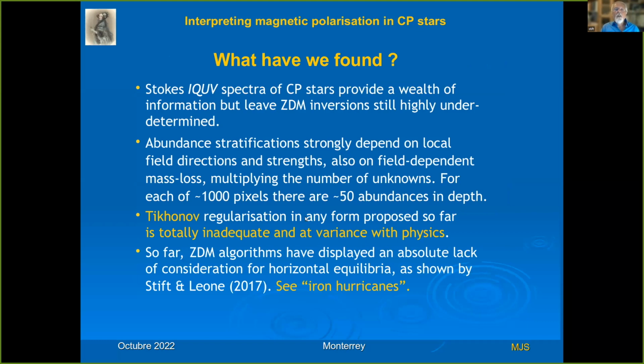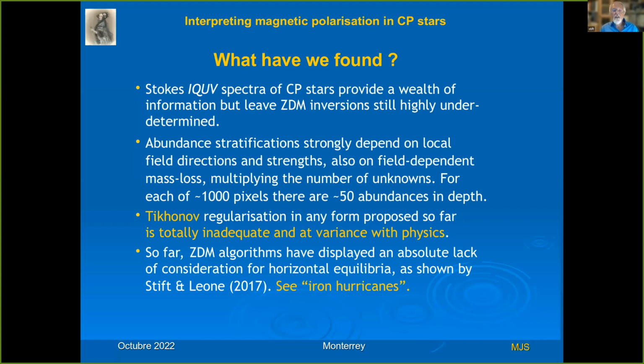Let's put together what we have found. Stokes IQUV spectra provide a lot of information, but the ZTM inversions are still highly underdetermined. The abundance stratifications depend on the local field directions and strengths, but also on field-dependent mass loss. And so we have a multiplication of the number of unknowns. For example, if you have typically 1,000 pixels, you have for each pixel 50 abundance points you have to determine. So that's quite a lot.